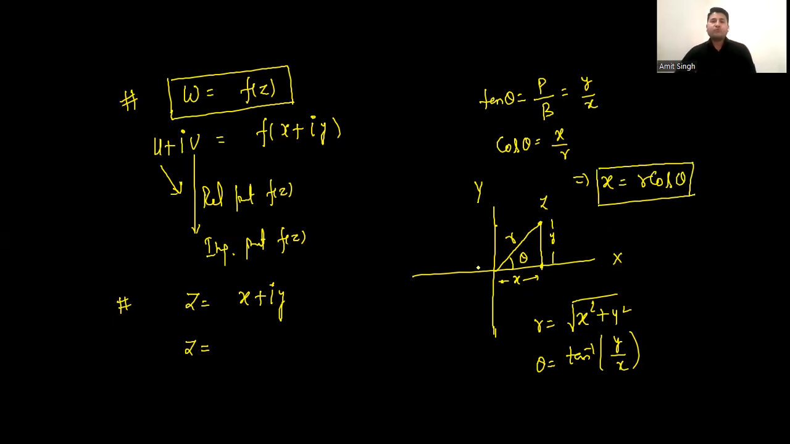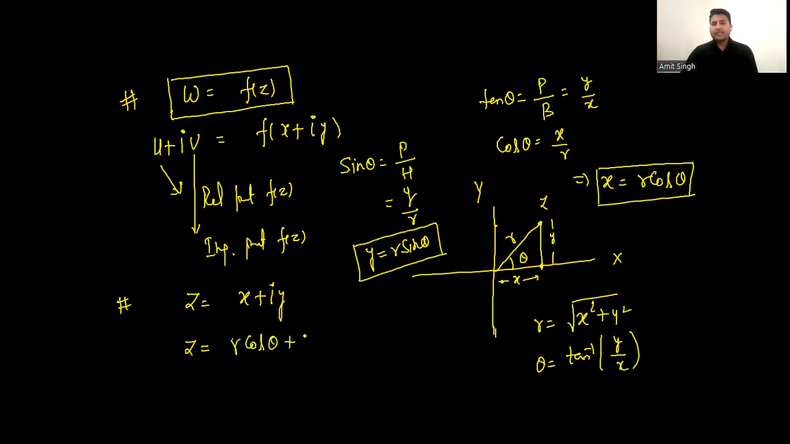At the same time, what will be sine theta? We already know it is perpendicular over hypotenuse. Perpendicular is y and hypotenuse is r. So y equals r sine theta. So x equals r cos theta and y equals r sine theta. If I put it over here, it comes out as r cos theta plus i into r sine theta. I can take r common, so r into cos theta plus i sine theta.